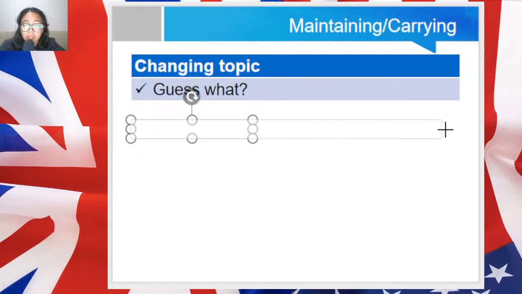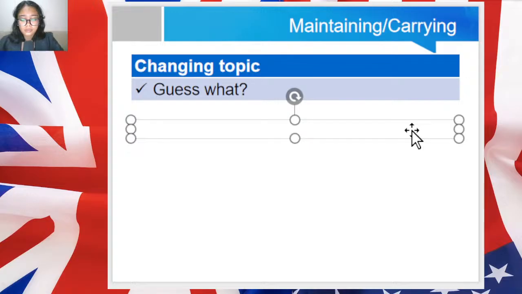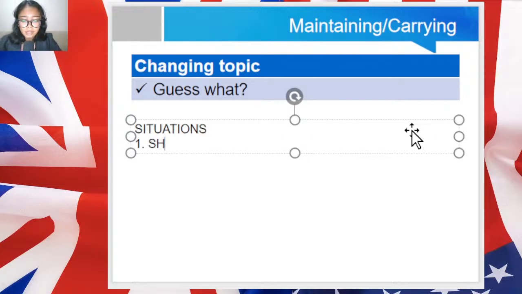Three main examples or situations. First is sharing exciting news. As simple as that. Sharing exciting news. This is a perfect use for guess what? You have something great to share and you want to build a little excitement before you say it.